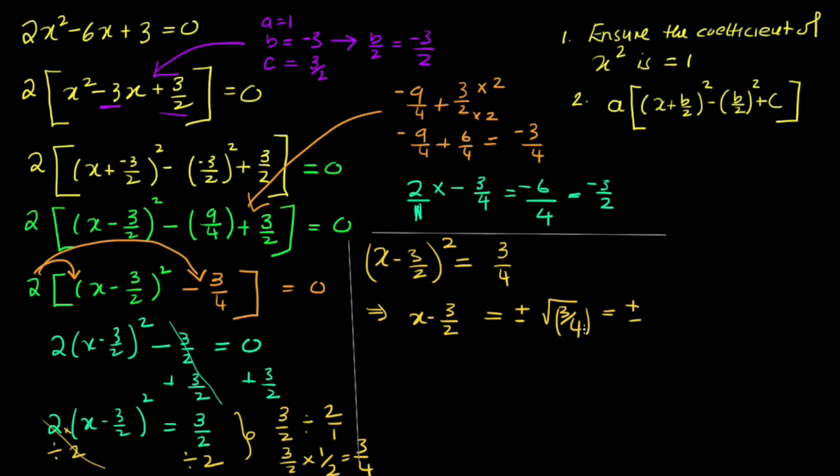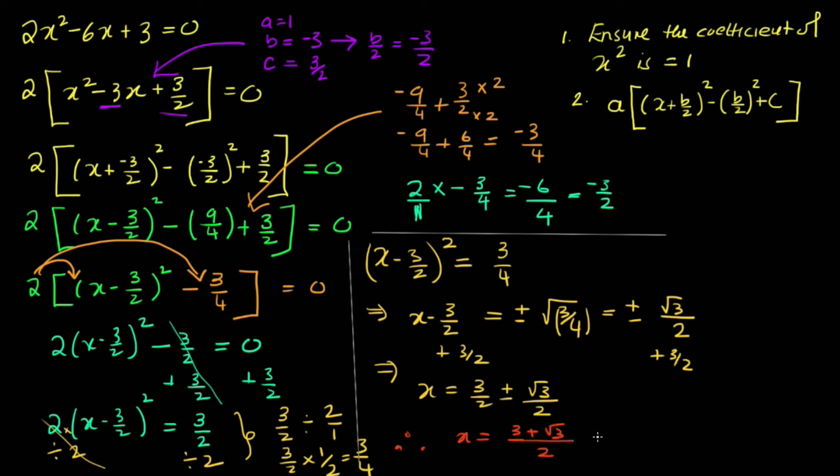Now how can we simplify this? If we do root 3 over root 4, and root 4 is 2. Good. Alright, so the final step, what do we do? We add 3 over 2 to both sides. So we have x equals 3 over 2 plus or minus root 3 over 2. So x equals 3 plus root 3 over 2, or x equals 3 take away root 3 over 2.